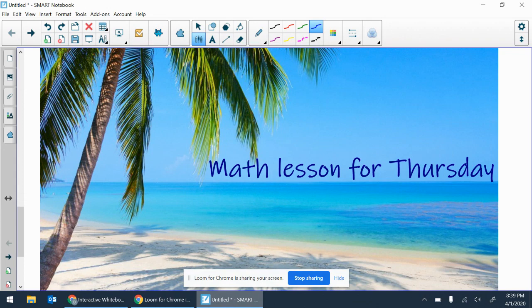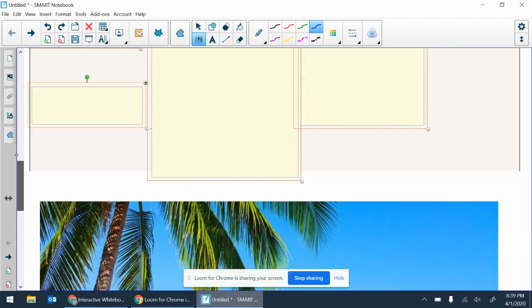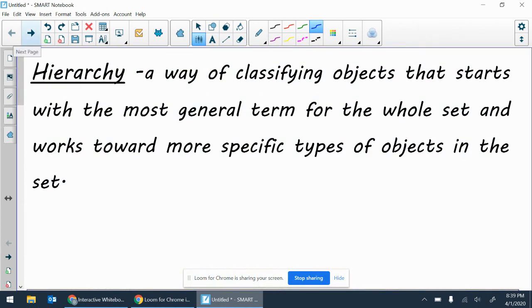We're going to start today with some vocabulary, and our first vocabulary word is hierarchy. We're going to come back to this word later on in the lesson, but I just want to give it a second to sink in. The hierarchy is a way of classifying objects that starts with the most general term for the whole entire set and then works towards more specific types of objects in the set.